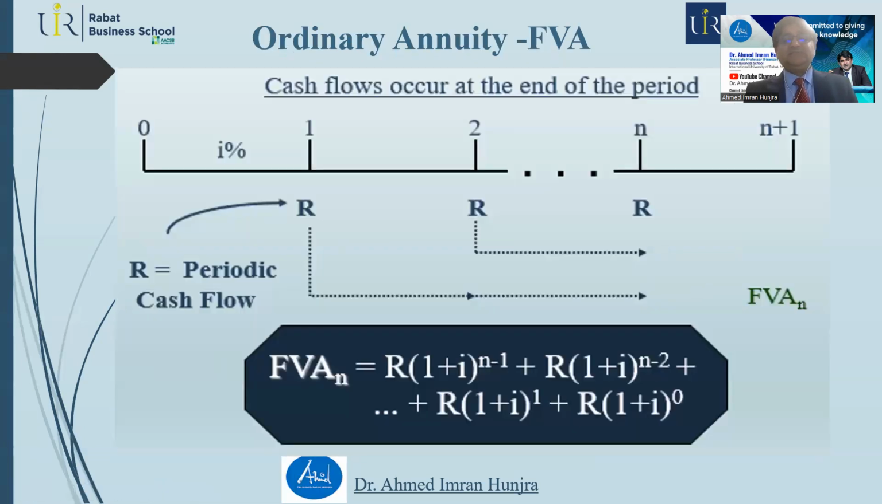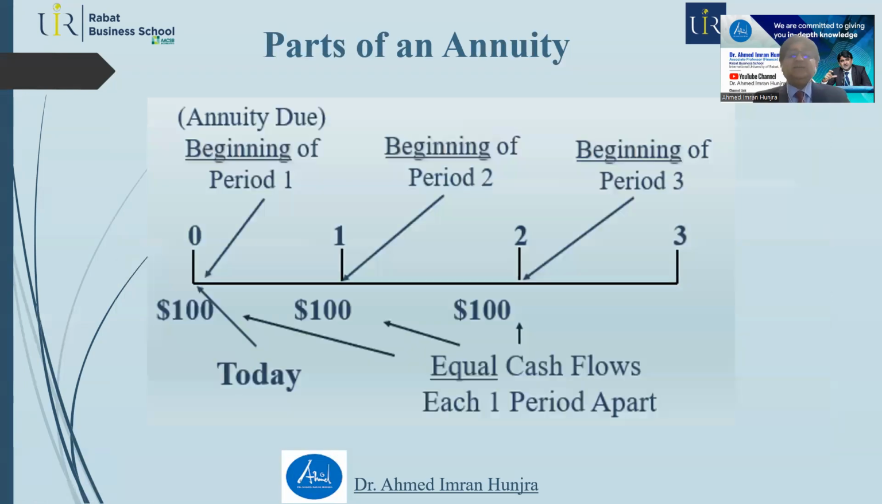So here we have an example. In simple words, the first cash flow's power will be n-1 because 1 year is already done. The second cash flow's power will be n-2, the third cash flow's power will be n-3, and the last cash flow's power will be 0.